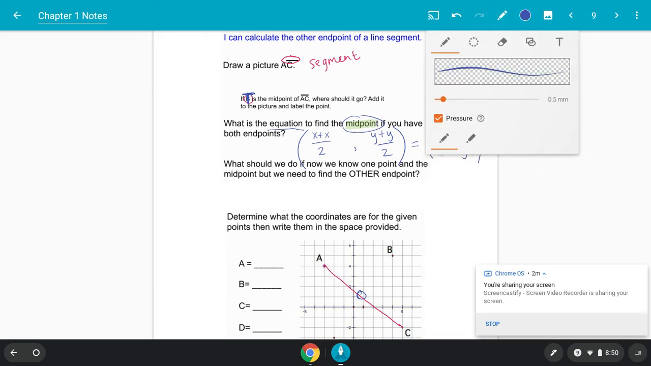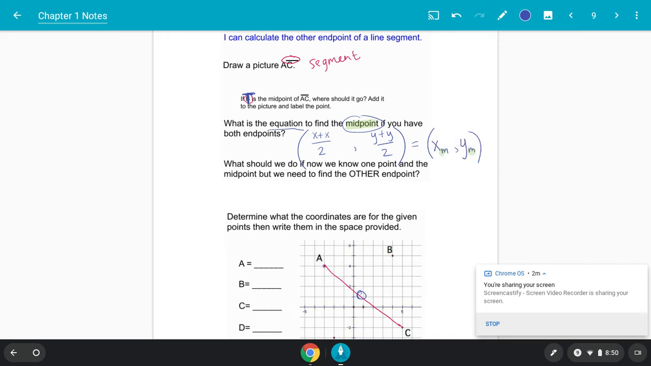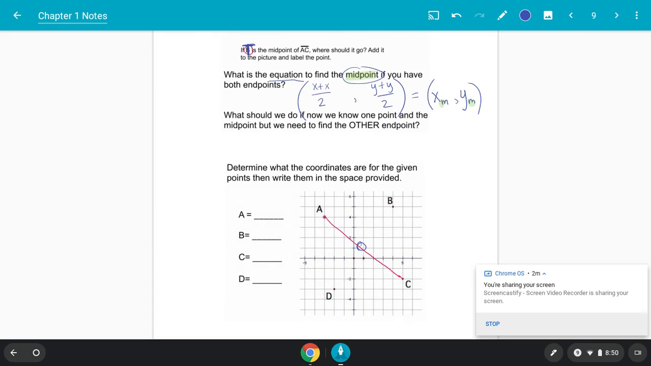So the next question says, what should we do if now we know one point and the midpoint, but we need to find the other point? So this is where it gets a little bit ugly or messy. There's two different ways that I like to explain this idea. One is using pictures, and the other is using algebra, like steps. Some people prefer the picture, some people prefer the algebra. So I will show you both.